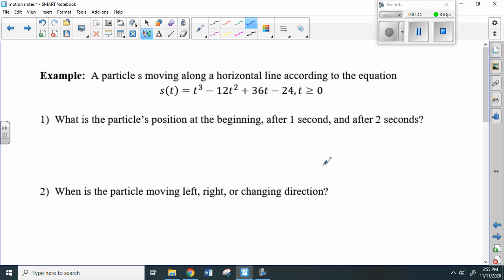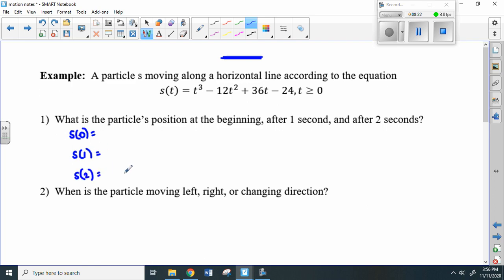So our first example here says a particle is moving along a horizontal line, so that means it's moving back and forth. It doesn't have to stay only going to the right or only going to the left. It could change direction. And this time I'm giving you the function, so it's not based on free fall. I just want to know what is its position at the beginning, which means the position at time 0, and then the position after 1 second, and the position after 2 seconds.